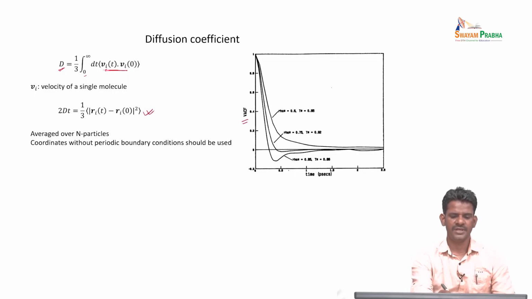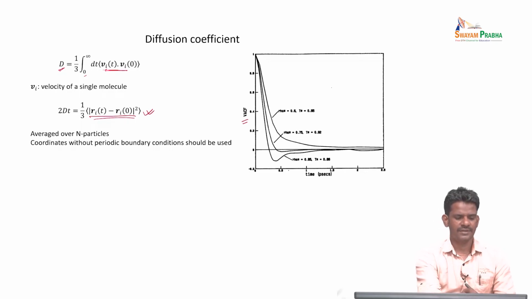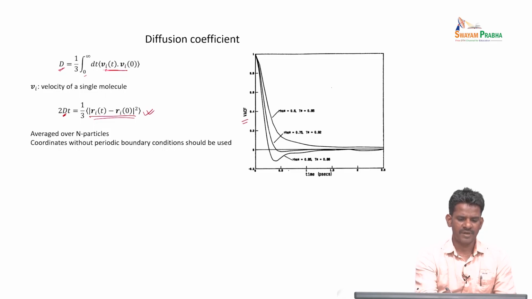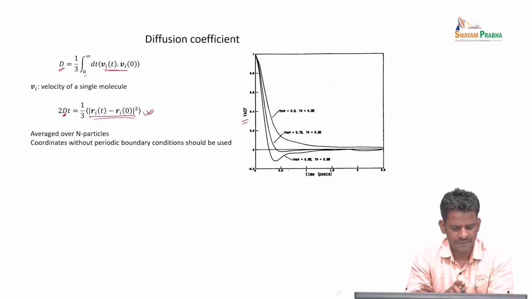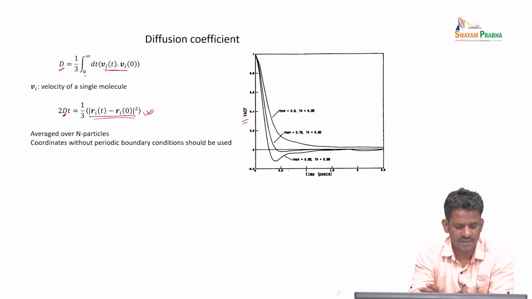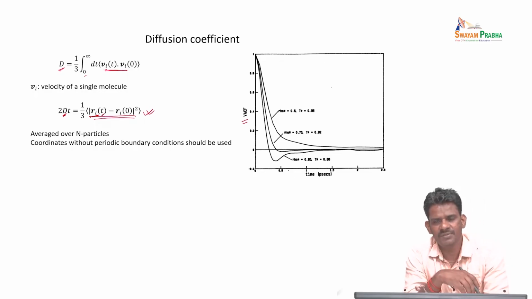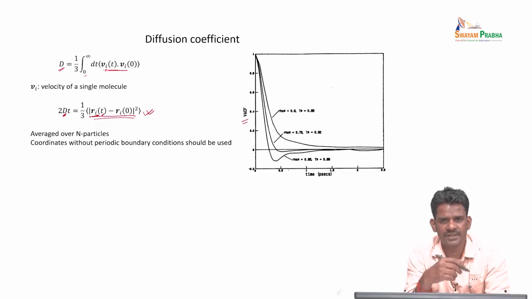The other method uses the well known Einstein relation, which relates the mean square displacement of the ith particle to the diffusivity. This can also be averaged over n particles for good statistics. When we do this mean square displacement calculation, we have to be careful because these are the absolute positions of the atom at a given time t, whereas in our MD simulations, we often apply periodic boundary conditions. That is, when a particle moves out of the simulation box, we put it back from the other side so that we conserve the number of particles in the system.